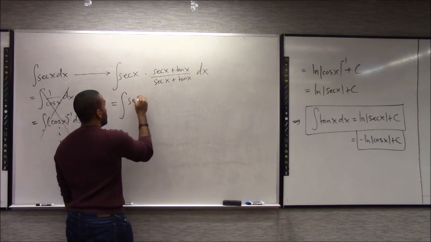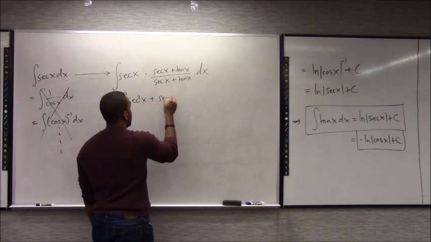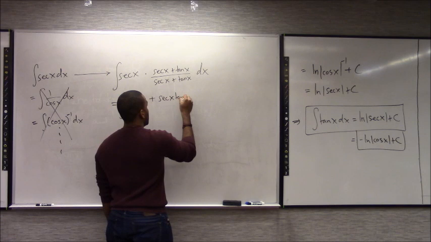What is going to happen here? You're going to have a secant squared plus a secant tangent.